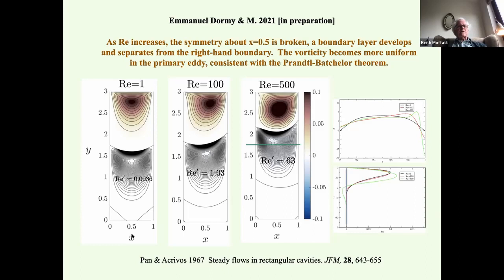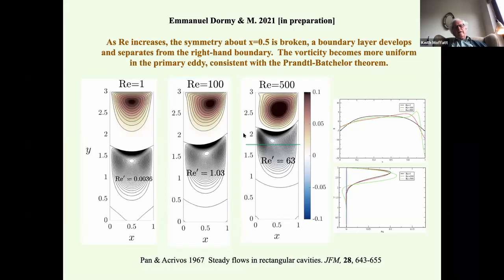If the Reynolds number is increased to 100, that symmetry is broken. And the Reynolds number of the second eddy is now of order 1.03, in fact. Of course, it depends exactly how you define this Reynolds number, but of order 1. And if you increase to 500, the flow becomes more nearly circular, circular streamlines. And the Reynolds number of the second eddy is now 63. The ratio of Re prime to Re increases as you increase this basic Reynolds number, which is an interesting point.